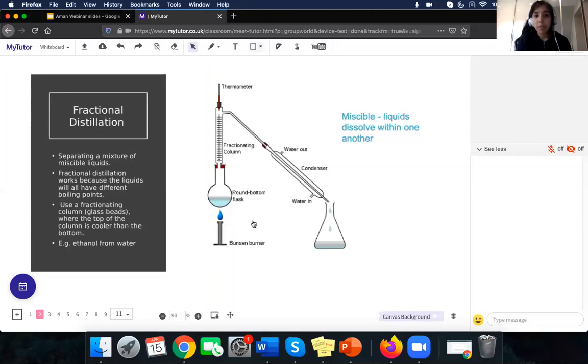Now you may be thinking, but why? What happens to the water then? Surely the water also evaporates. Well, it does. But the reason we use a fractional distillation method rather than simple distillation is because of this fractionating column.